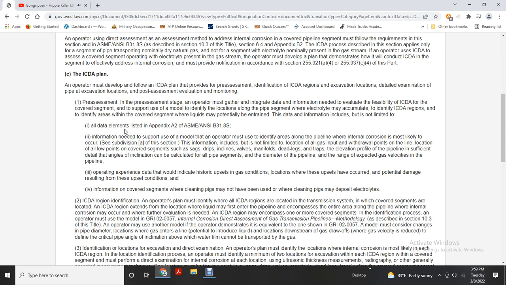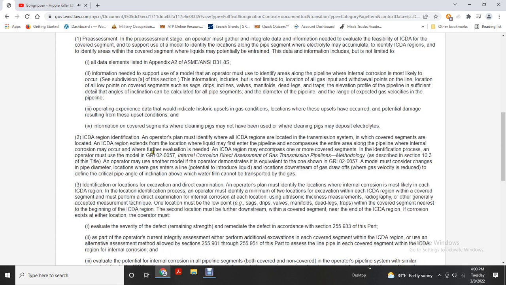The information includes, but is not limited to, the location of gas inputs and withdrawals on the line, the location of all low points, covered segments with sags, drips, inclines, valves, manifolds, dead legs, and traps, the elevation profile of the pipeline, and detailed angle of inclination calculated for the pipeline segment, the diameter, and the pipeline range of expected gas flow. Operating experience data, including internal corrosion history, upsets in gas conditioning, the location of upsets that have occurred, and the potential damage resulting from the upset conditions. Information on covered segments where cleaning pigs may not have been used, or where cleaning pigs may deposit electrolytes.